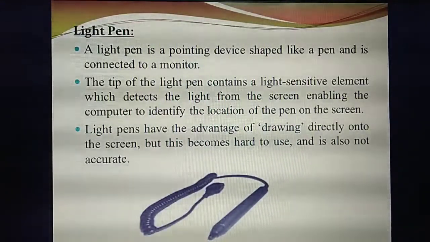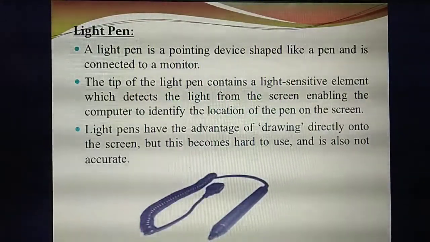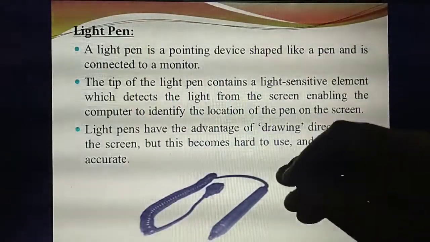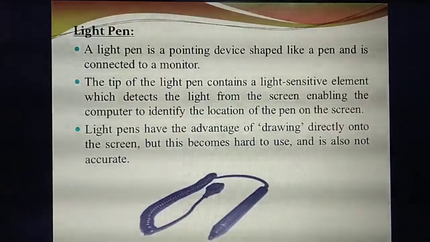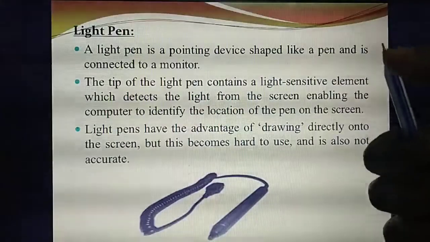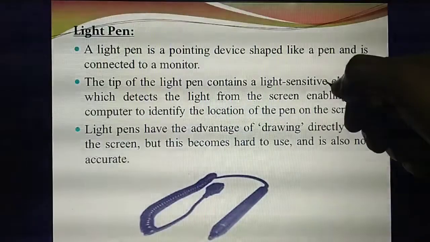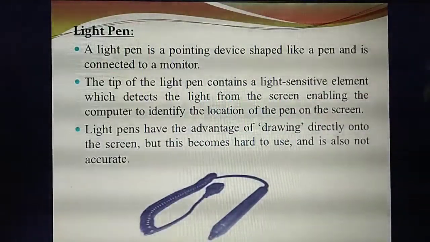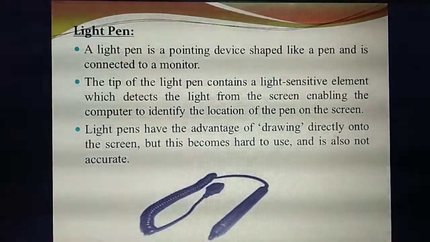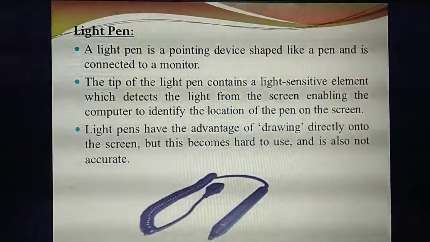Okay, so while you are writing on the screen, the signals are detected through the light by the computer. For example, consider this is a light pen, and I am writing on the screen. At the tip portion, there is a pointing device or light. If I touch this pen to the screen, this light will blink. That signal will go through this cable and be sent to the computer. Through that, the computer will identify that I am writing at this point or this position on the screen.